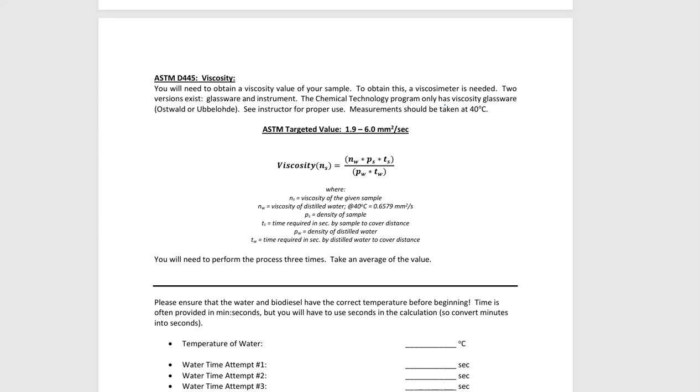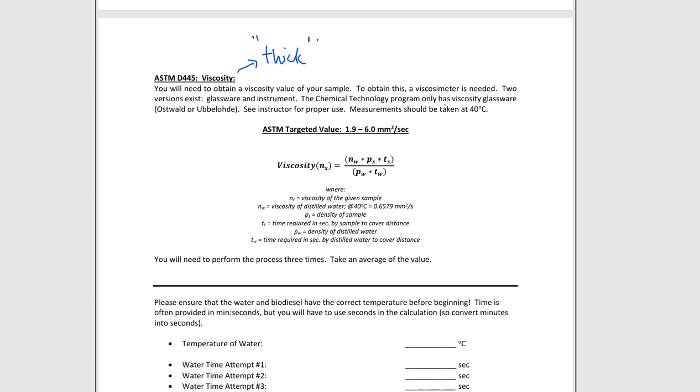On to our next whole lot of lab. And in this video, we're going to talk about viscosity, which is ASTM D445. If you've taken another science course, maybe an intro to chemistry or general chemistry class, viscosity is this idea that liquids can be very thick and resistant to flow. That's what viscosity is all about.